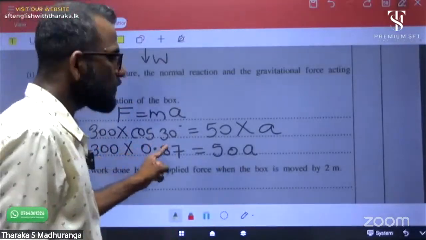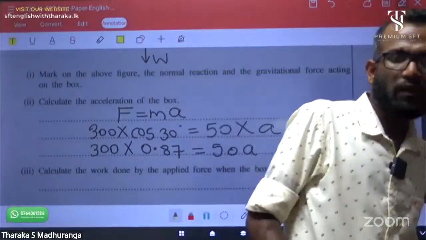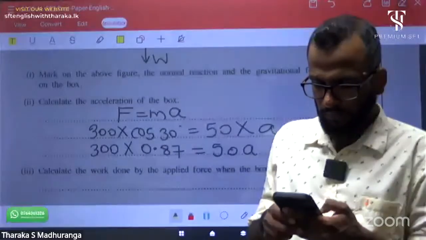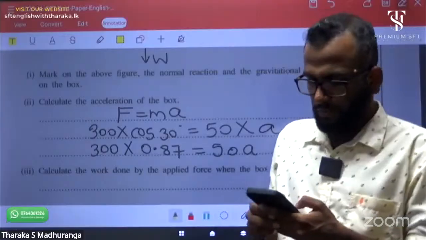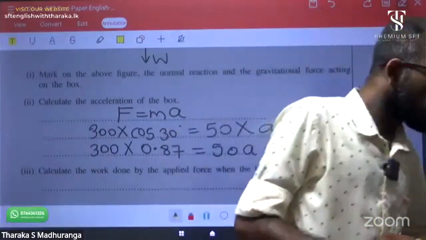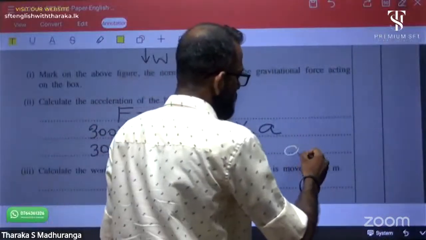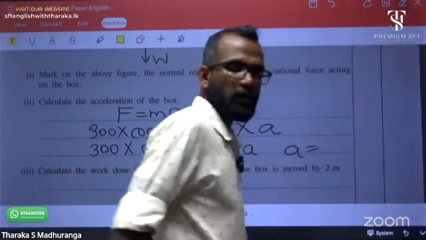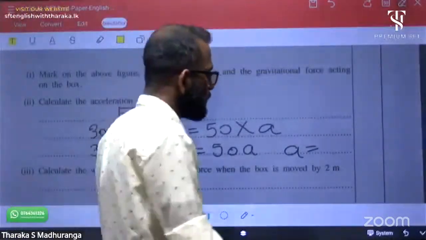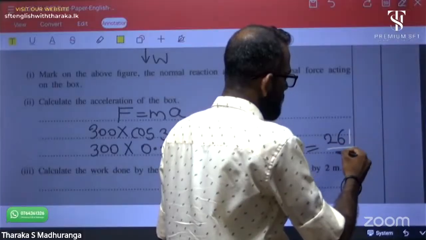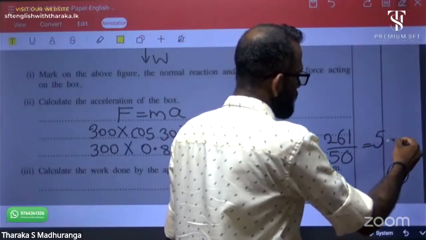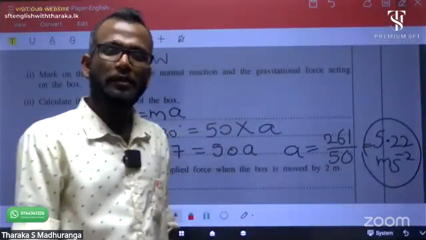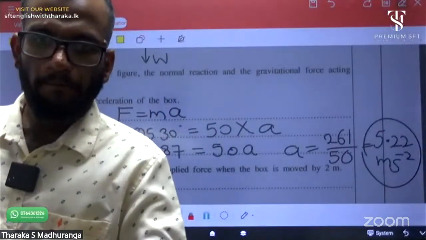Now what is 300 into 0.87? It is 261. So a equals 261 divided by 50, which is 5.22 m/s squared.